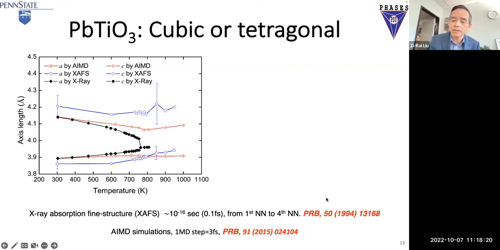Then look at the literature. It turned out that in 1994, people also measured it already, using X-ray absorption fine structure, a local structure observation, and found that the blue line is indeed right: the titanium is polarized. You see the c/a ratio all the time in the local ones. Even though overall it's cubic, the local unit cells are all tetragonal with polarization too.